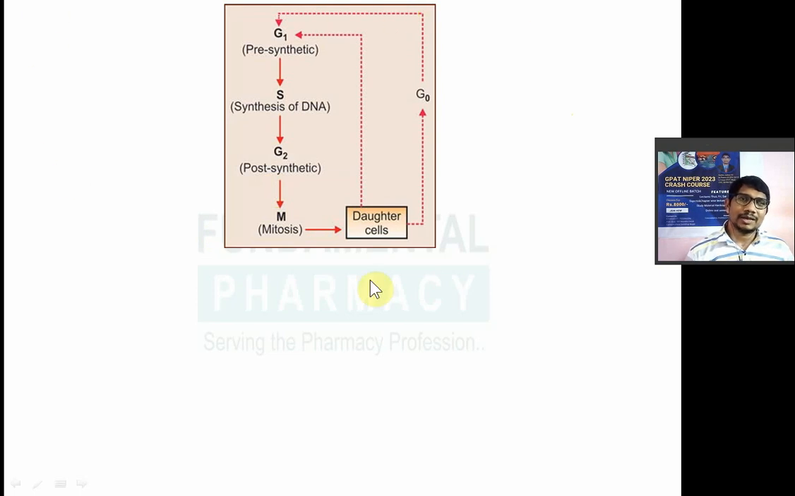Normal growth cycle of the cell, or different phases of the cell cycle. They are divided into different types. First one is the G0 phase. In the G0 phase, it is known as the dormant phase or resting phase.